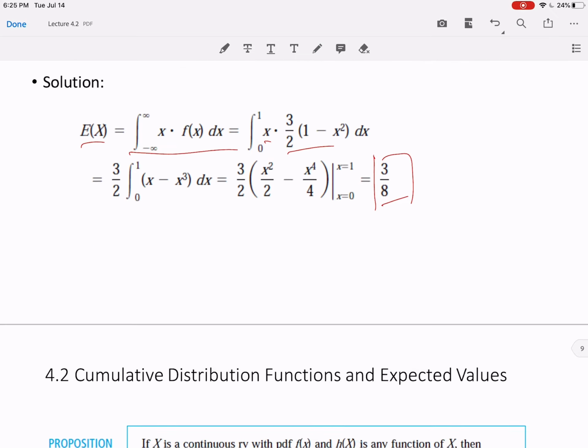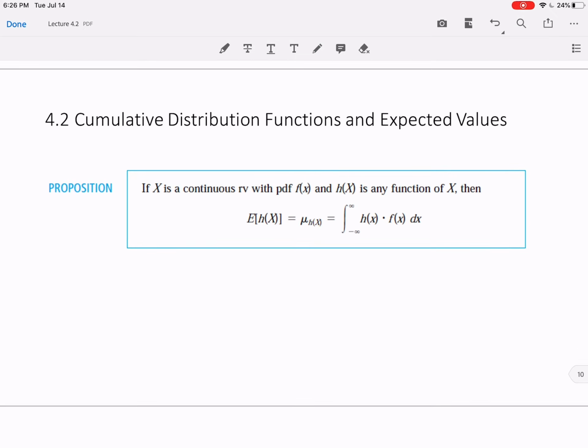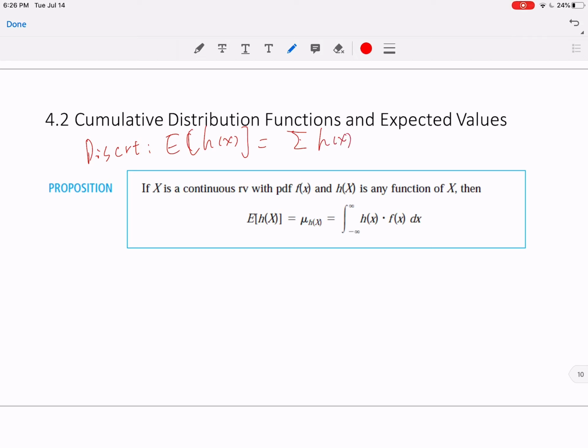All right, if this makes sense to you, let's take a look at how to find the expected value of a function. For the discrete random variable, we know that if we're looking for the expected value of a function h of x, that would be equal to the sum of h of x times p of x. Of course, p of x is the PMF, right? For x in all possible values. And a similar idea here: instead of doing the summation, we're doing the integration.